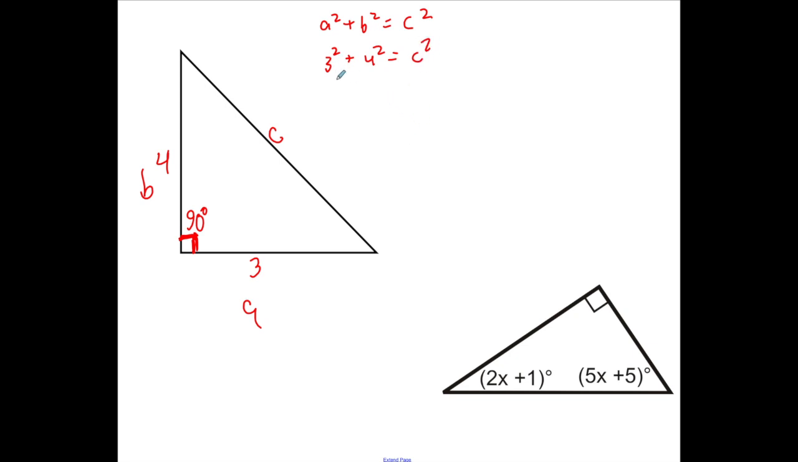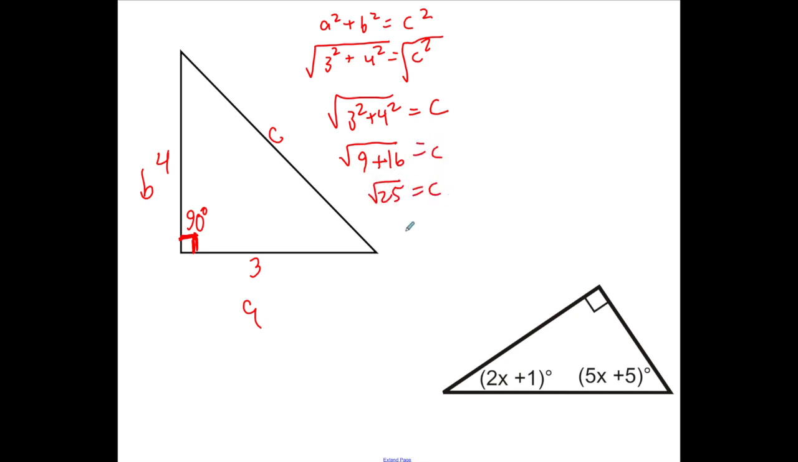We can find c. How do we do that? Just like this. We'll end up with the square root of 3 squared plus 4 squared equals c. And what that will be is the square root of 9 plus 16. This adds up to 25. Square root of 25 equals c. We know 5 equals c. If you notice, 90 degrees is the largest angle. This is the largest side. This is called the hypotenuse. Hypotenuse. All right?